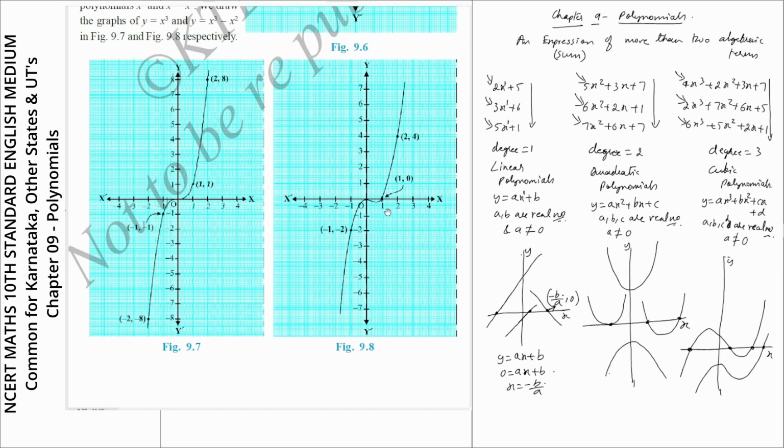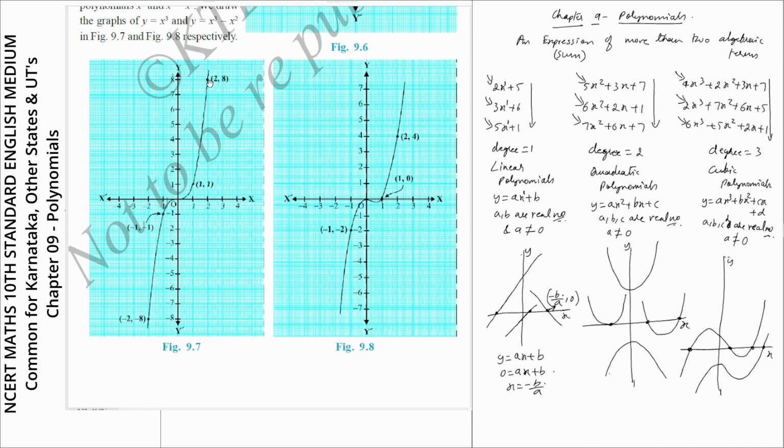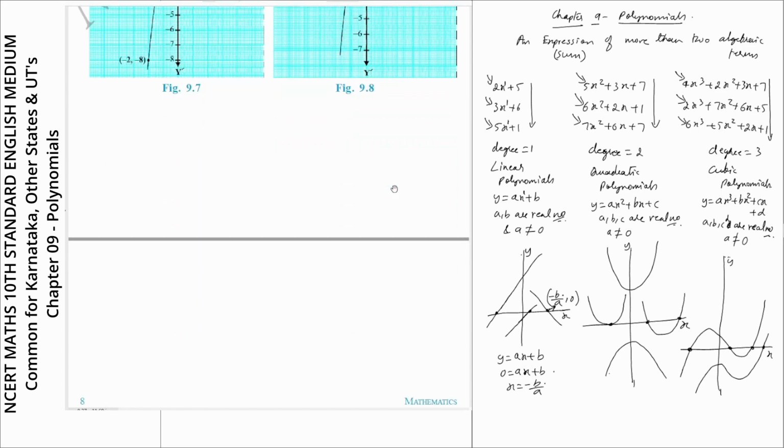As I told you, a cubic polynomial can intersect the x-axis at most at 3 points. In the first example, the cubic polynomial is intersecting at 3 points. In the second example, it is intersecting at only 1 point. In the third case, it is intersecting at only 2 points. So the highest number of zeros that a polynomial can have is the highest power of the variable it has.